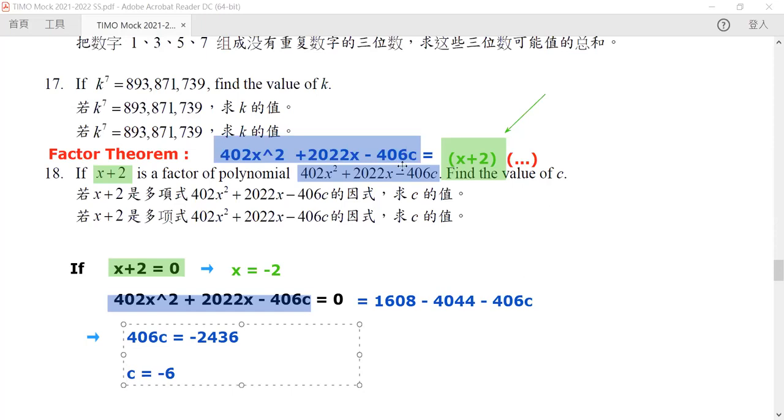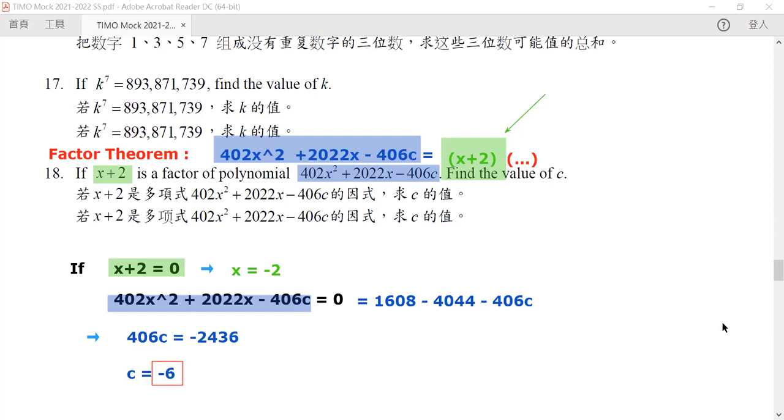Okay. So this is the end of the number theory. Are there any questions? If not, then we will proceed to the next part, which is geometry.